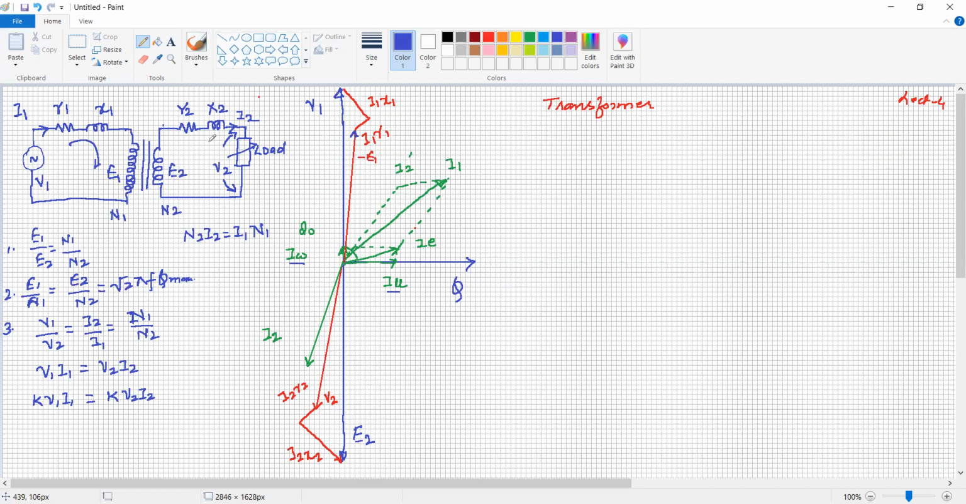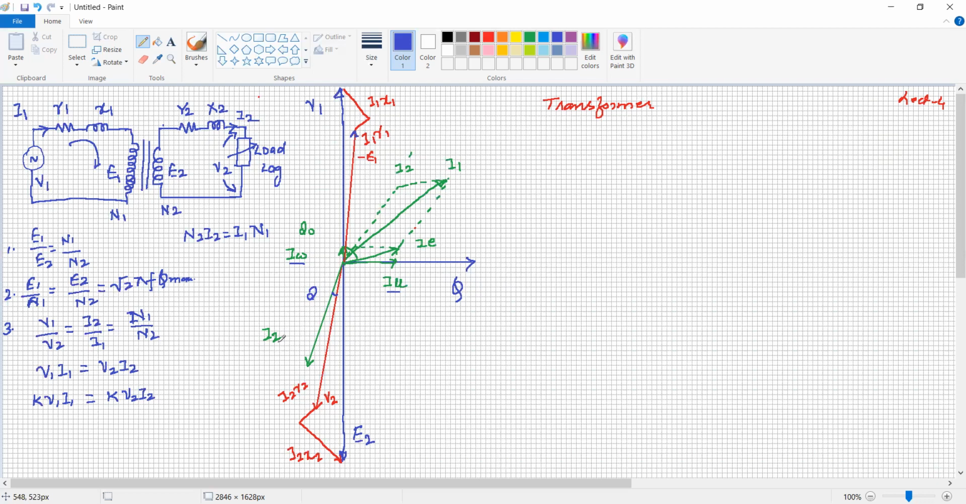Let the load on the transformer be connected. As soon as the load is connected, it draws the secondary current. This is the current I2, indicated by the green color. It is a lagging current, since the power factor of the load is lagging. So the current lags at an angle theta, the power factor angle of the load. And this is the voltage V2.